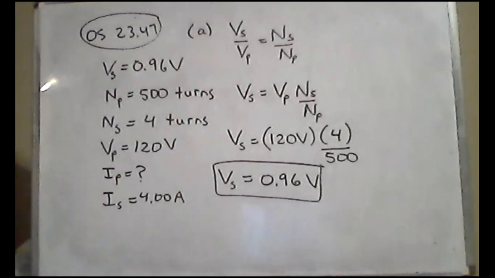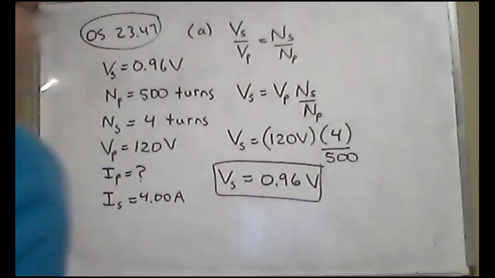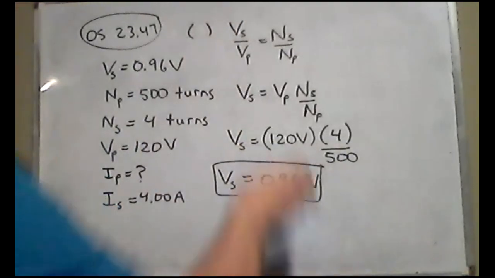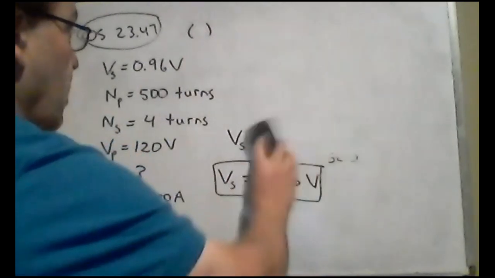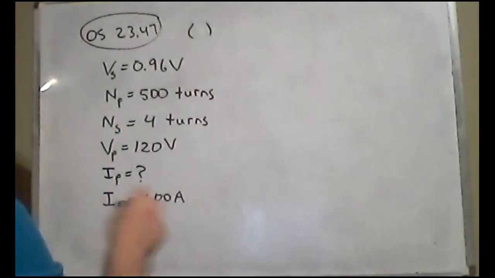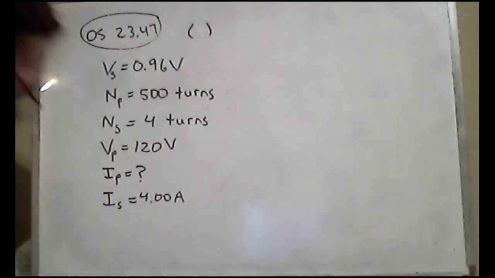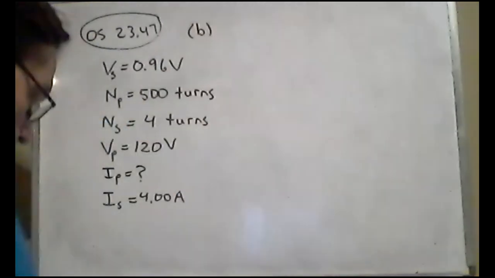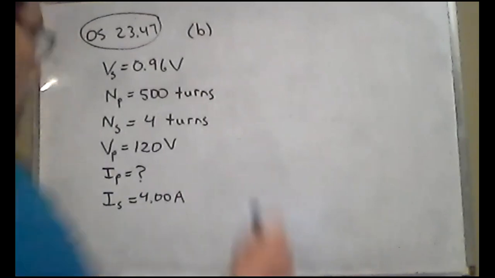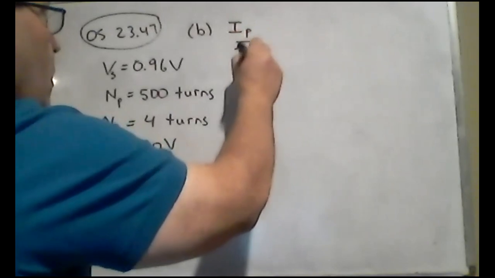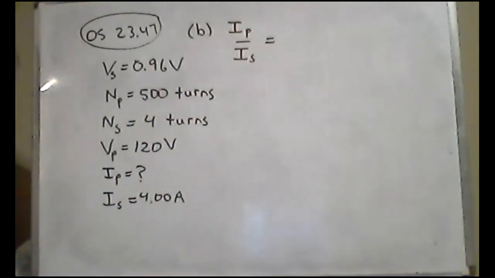Part B wants to find the primary current, the current out of the wall. You have a larger voltage going to a smaller voltage, so you should see a smaller current going to a larger current. Your answer should definitely be quite a bit less than 4 amperes. Let's look at the appropriate equation: I sub P over I sub S is N sub S over N sub P.